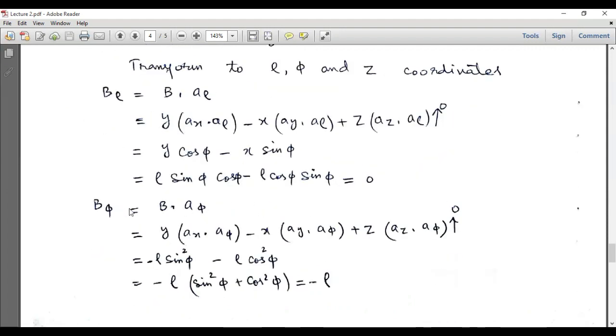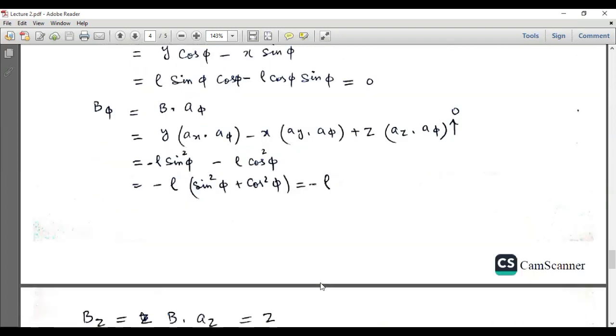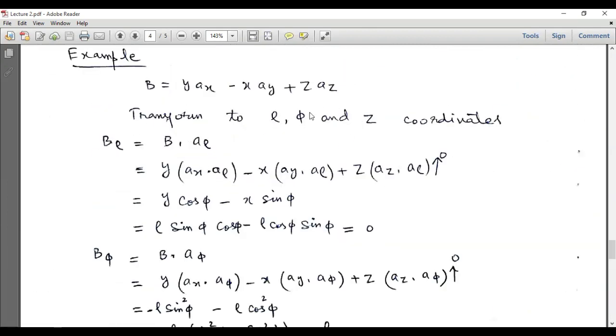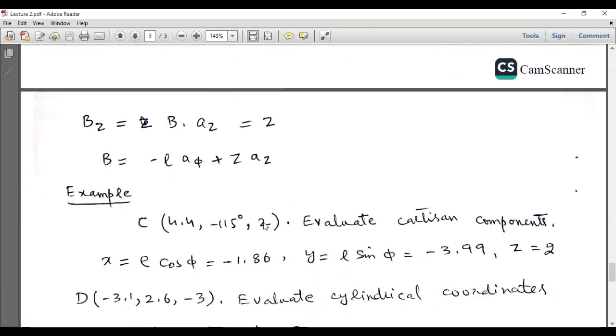Now calculate B phi. B phi is equal to B dot a phi, and this is our B, and it will become y ax dot a phi minus x ay dot a phi plus z az dot a phi. So putting the values of these dot products, at the end we will get minus rho sin square phi minus rho cos square phi. So minus rho can be taken as common, and we will get sin square phi plus cos square phi, and it is equal to minus rho. Similarly, Bz is equal to B dot az, and it is equal to the same value, which is z. So Bz is equal to z. So the overall vector in cylindrical coordinate system will be equal to minus rho a phi plus z az.